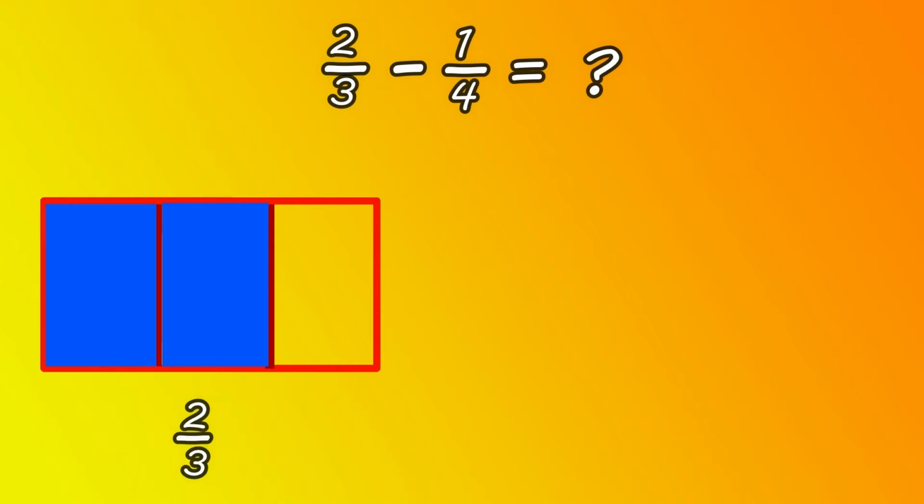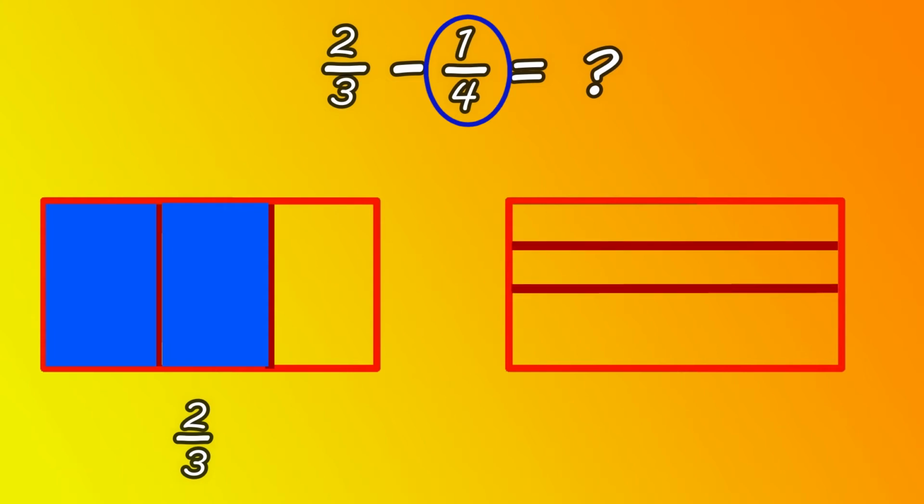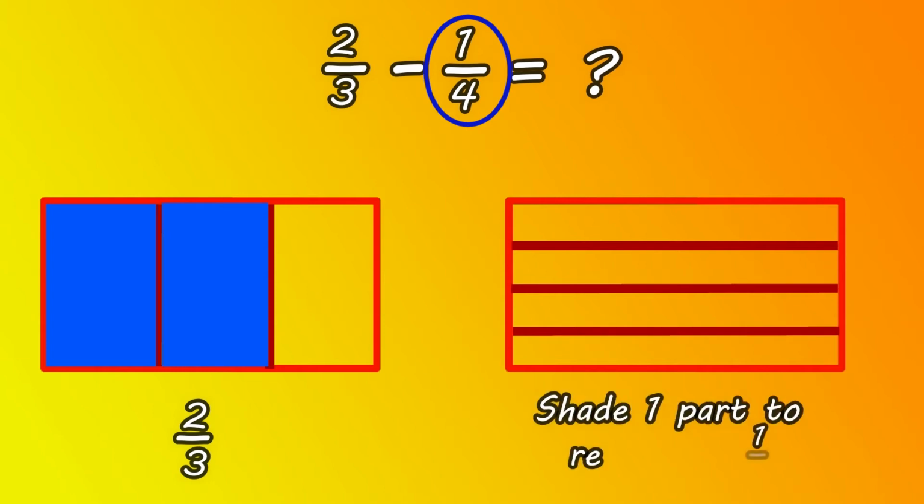Next, I'm going to model also what I'll be subtracting from 2/3, which is 1/4. Let's draw again a rectangle and divide it into 4 equal parts to represent fourths. This time, I will use horizontal lines to split them into 4. Then, we will shade 1 part to represent 1/4.